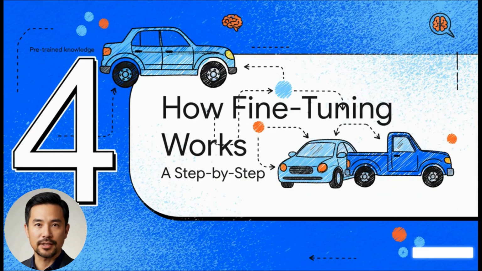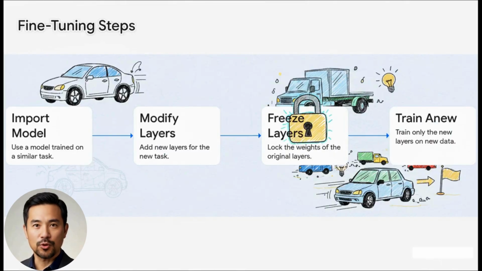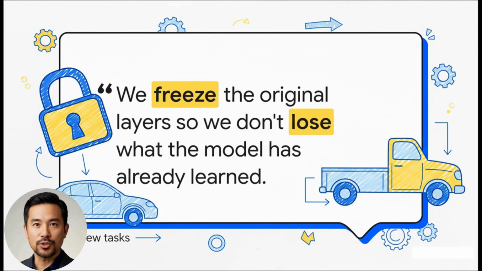This all sounds great in theory, but how does it actually work in practice? Let's break down this step-by-step process. It's actually a pretty straightforward process. First, you import that pre-trained model, our car expert. Second, you modify the very end of it. The last layer of the old model was designed to say car. We just swap that out for a new layer designed to say truck. Third, and this is the most important part, you freeze all those original layers. And finally, you train the model with your new truck data, but you're only training the new layers you just added.